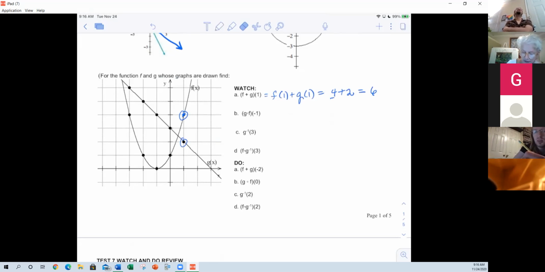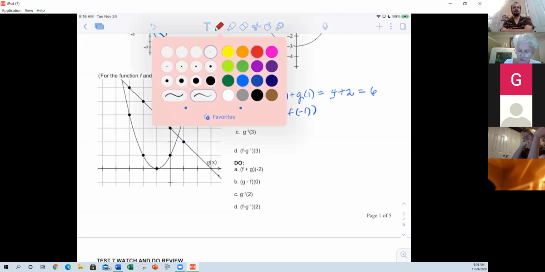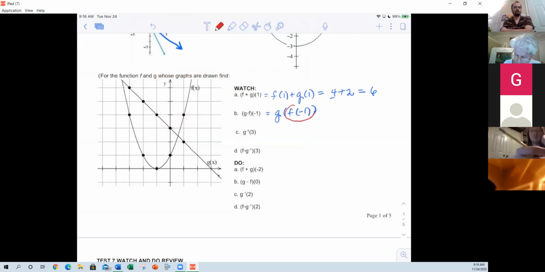Now here on this next one, g of f of negative 1. Remember, what that means is you start with the innermost function. So we're going to find f of negative 1. So I go to negative 1 and look on the f function. So what is f of negative 1?